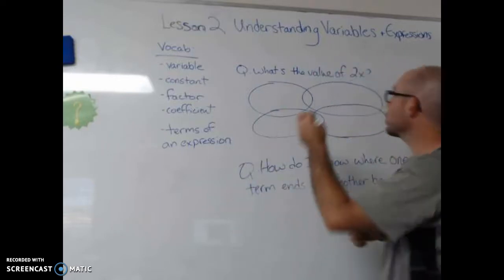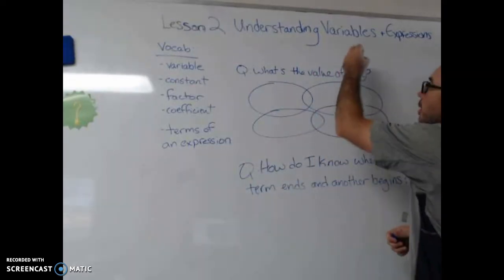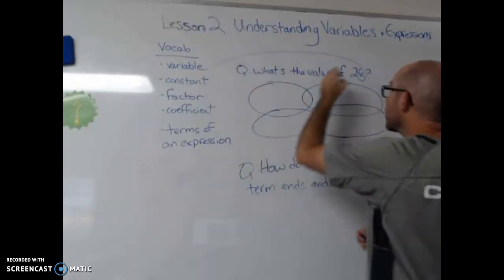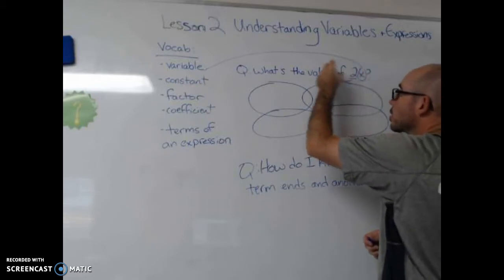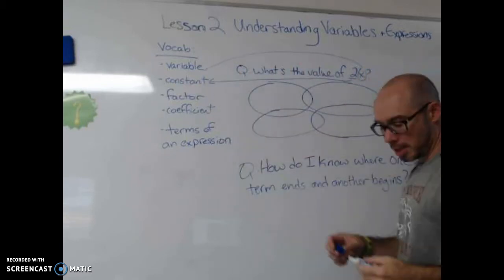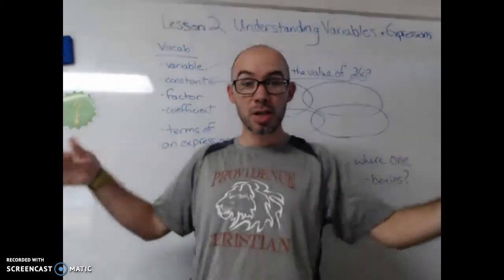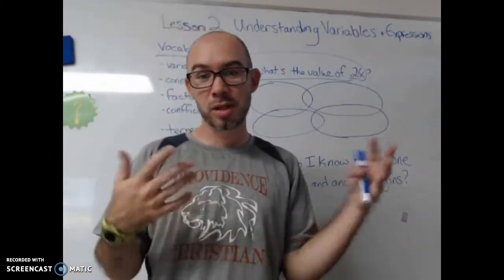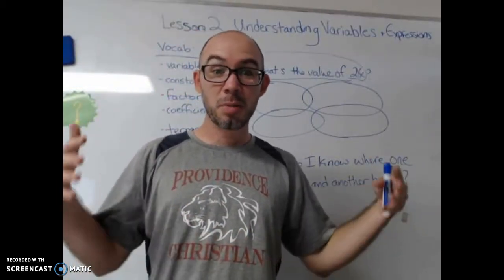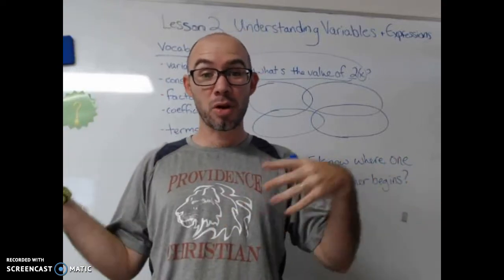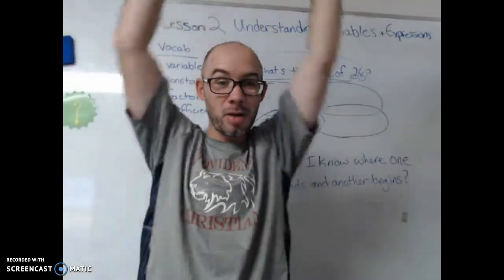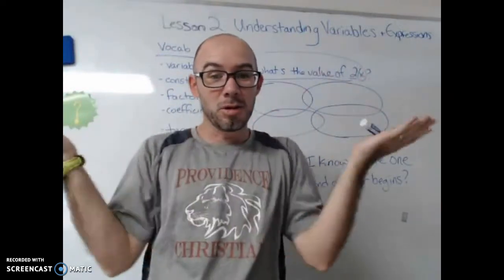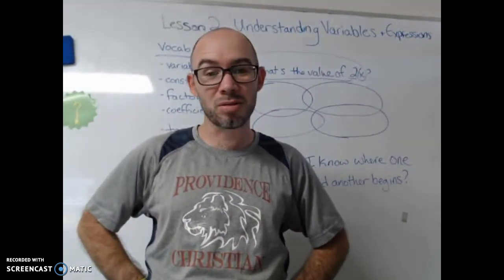Okay, the x part is the variable, and the 2 part is called a constant. The reason for that is that 2 is 2 is 2. It's 2. But the x could be 2 or 4 or 6 or 8 or pi or negative 1 or the square root of 2 or 17.